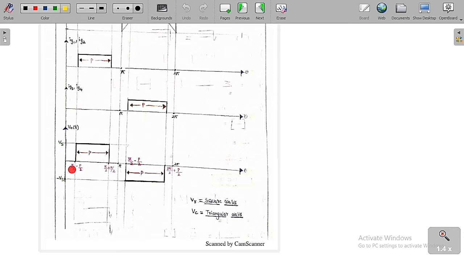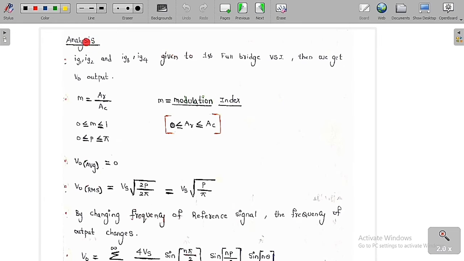We call this single pulse width modulation, meaning that in the output, only for half of the time period, we are going to get only one pulse. I have already told you that for the reference signal we use a square wave, and for the carrier signal we use the triangular waveform. Let us now do the analysis of this single pulse width modulation.